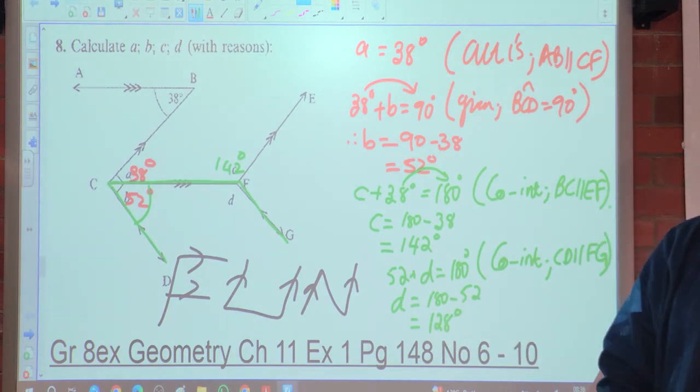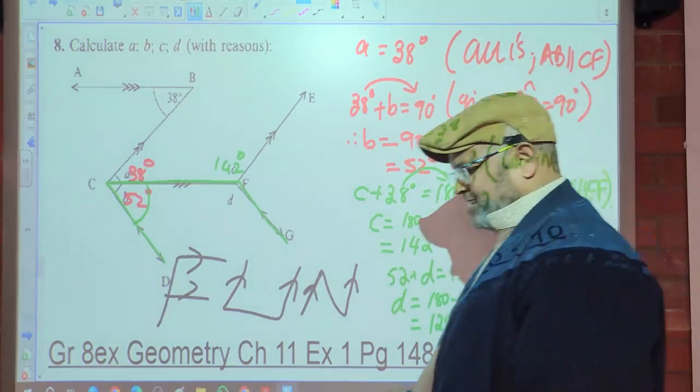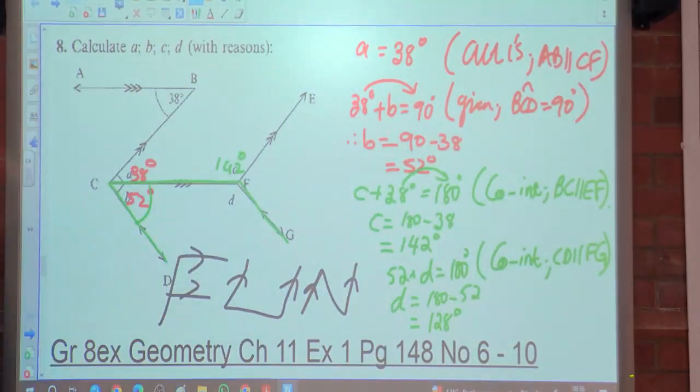Is that correct? Any confusion here? Any confusion, people? Any questions?